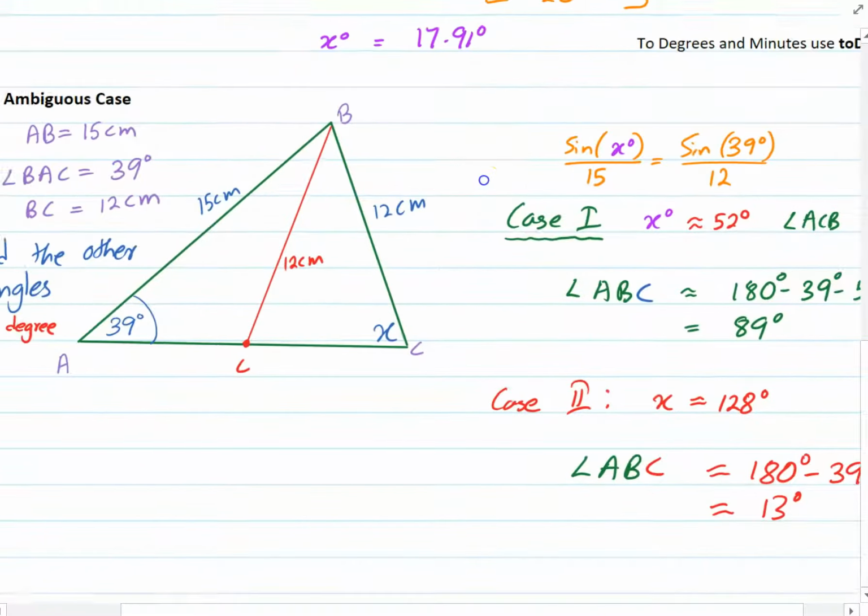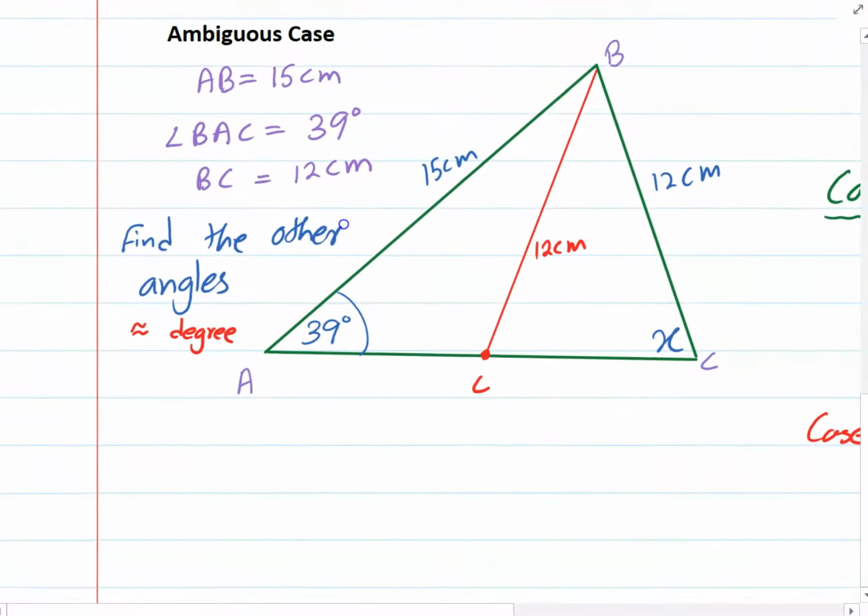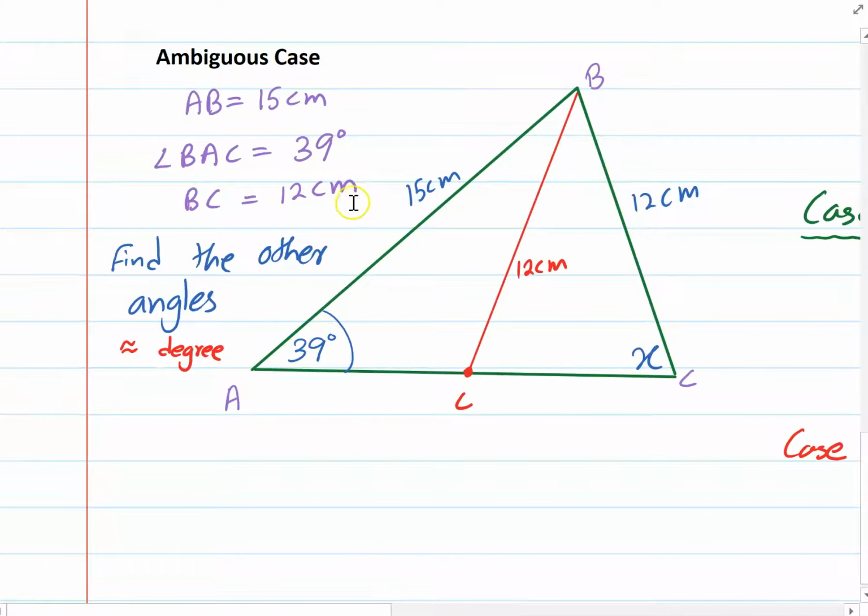Now, the next bit is I'm going to look at the ambiguous case. I have been given an angle, 39 degrees, and I've been given 15 for AB. I've also been given AC without a length. The angle BAC means BA, which is 15, and then C, that is 39, and also we've been given BC as 12.